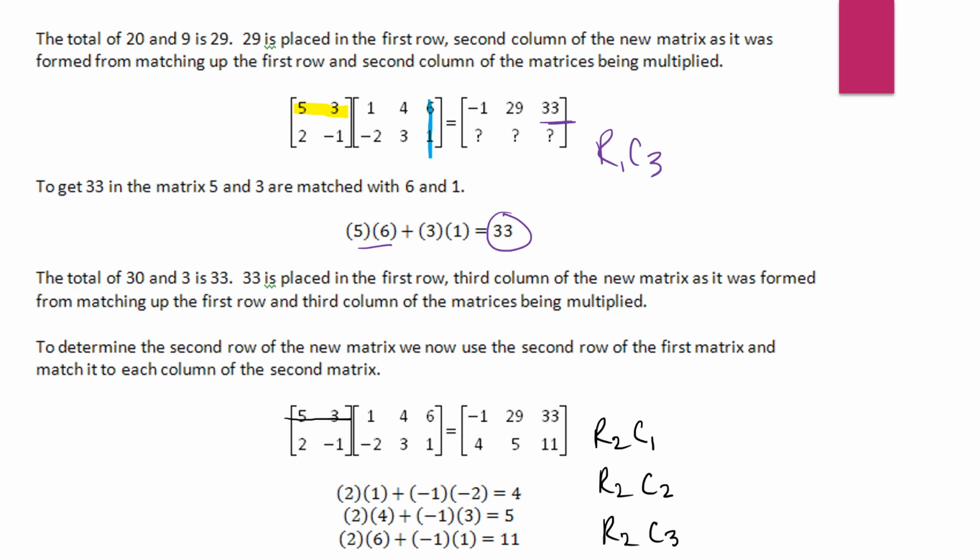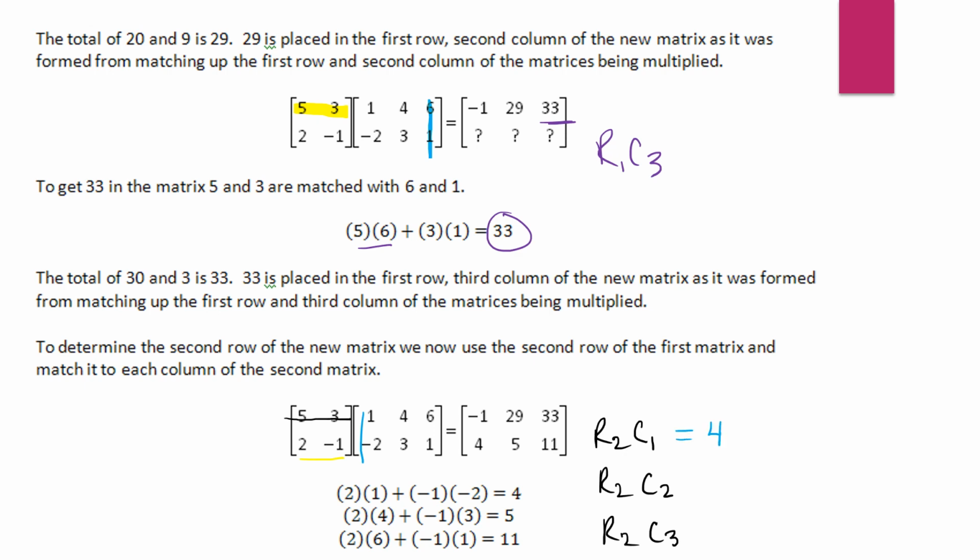So row 2 multiplied by column 1, 2 times negative 1 is negative 2, plus negative 1 times 4 is negative 4. Oh, excuse me, I multiplied wrong. That should be 2 times 1 is 2, and negative 1 times negative 2 is positive 2. Excuse me, I was looking at the solution. So that gives us a value of positive 4 for row 2, column 1.